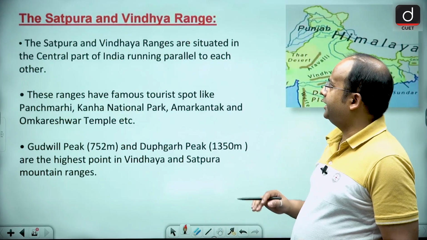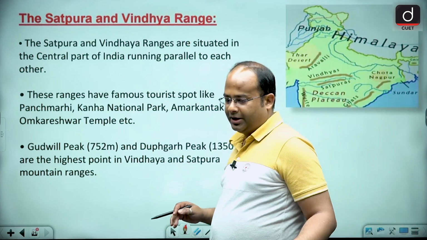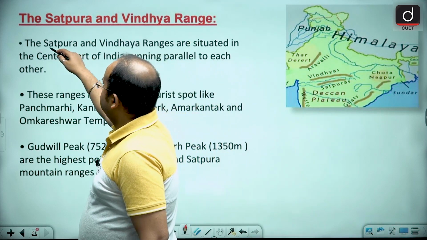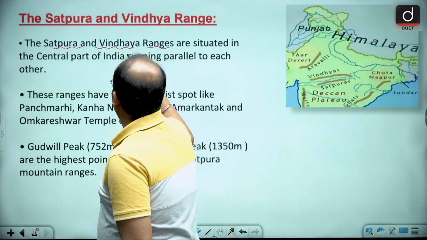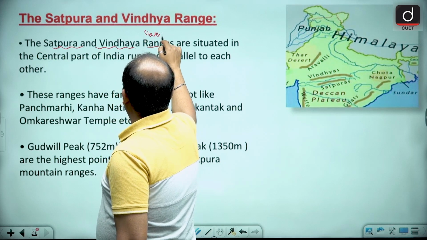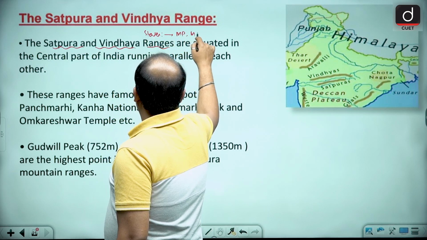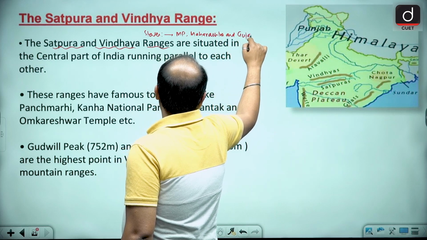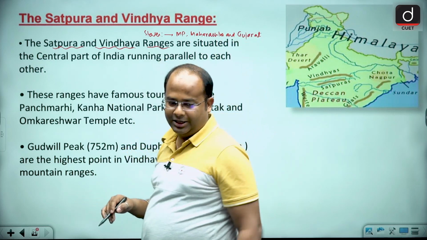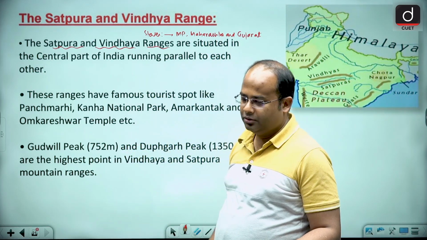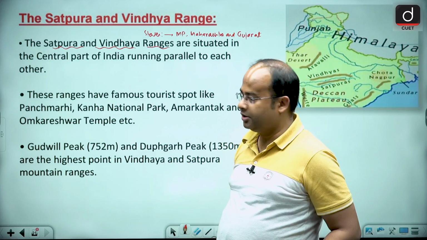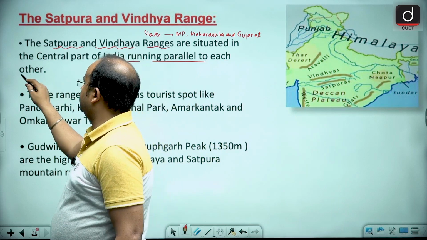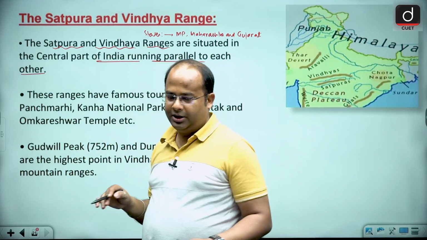Now next we have the Satpura and Vindhya range. In which states are they primarily located? They are located in the states of MP, Maharashtra and Gujarat. It is in the central part of India, and Vindhya and Satpura run parallel to each other.